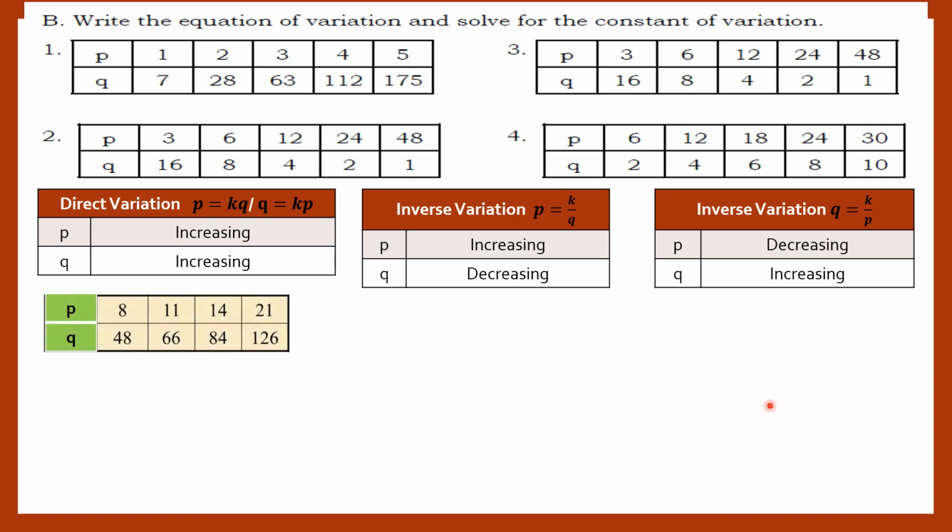Now, suppose ganito yung makikita nyo sa given. P values is 8, 11, 14, and 21, and your Q is 48, 66, 84, 126. Now, what do we observe here? Yung P natin ay pataas, 8 papuntang 21, at yung Q natin ay pataas din, 48 to 126. So, what type of equation ito? Ito ay direct variation.